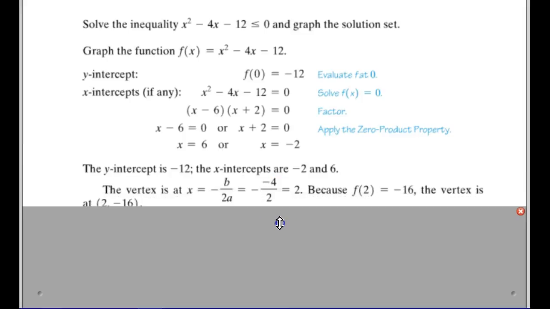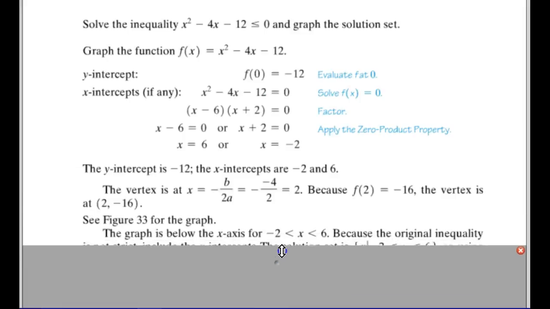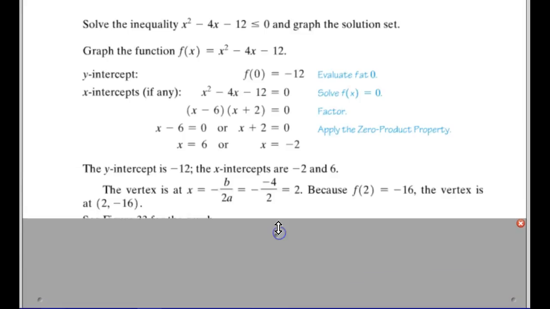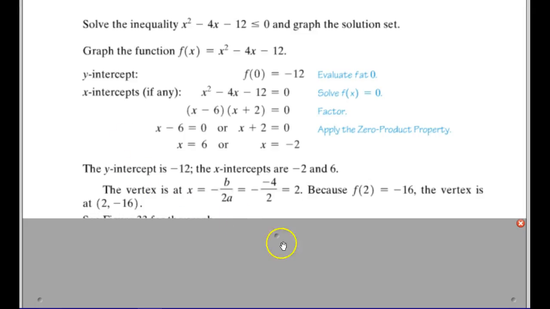Then I also want to find the vertex. So to find the vertex, I always go x equals negative b over 2a, and plug in the values that I have from my function up here, and find that the vertex is at (2, negative 16). So now that I have all of those points, I can go ahead and graph it. There it is. So I graph my vertex, my y-intercept, and my x-intercepts. From there, we can analyze what we're looking at.